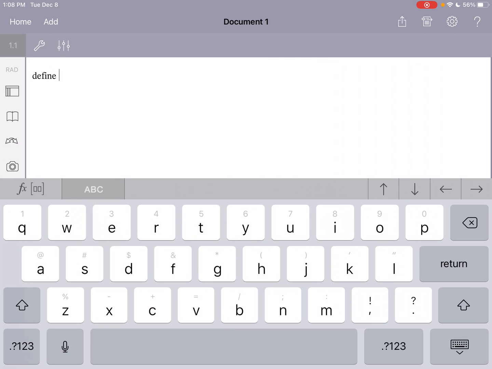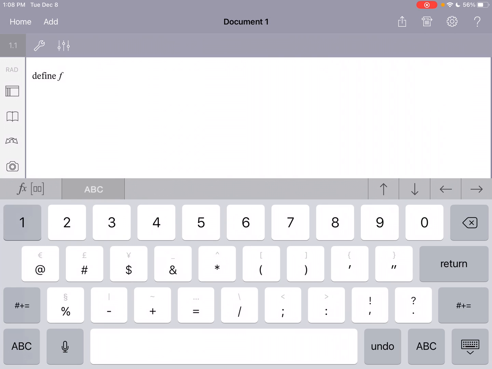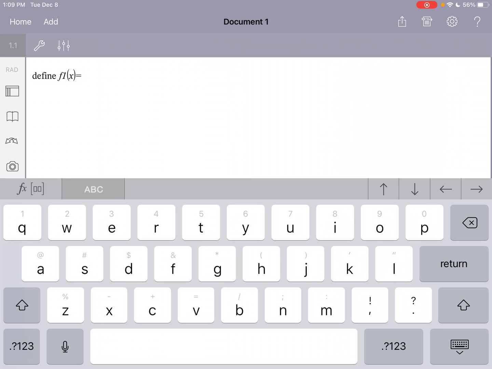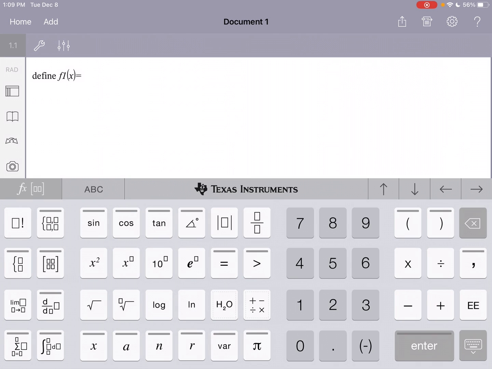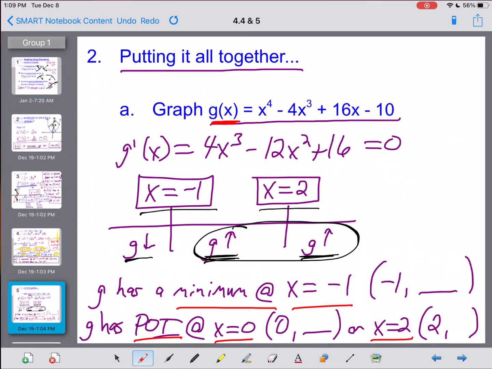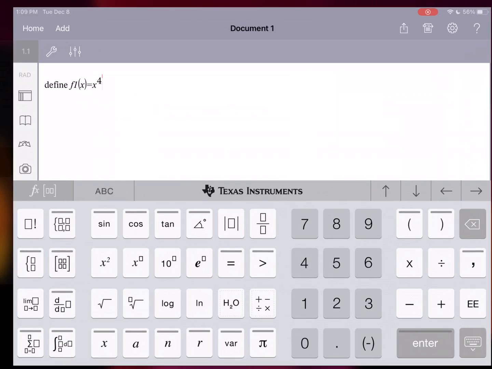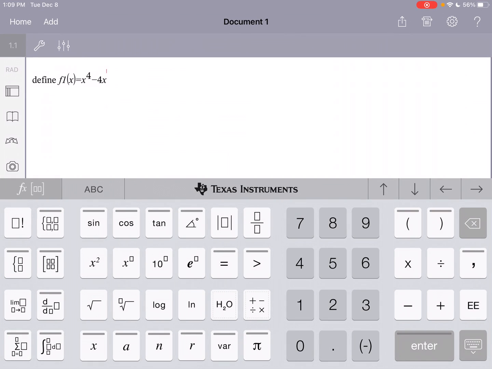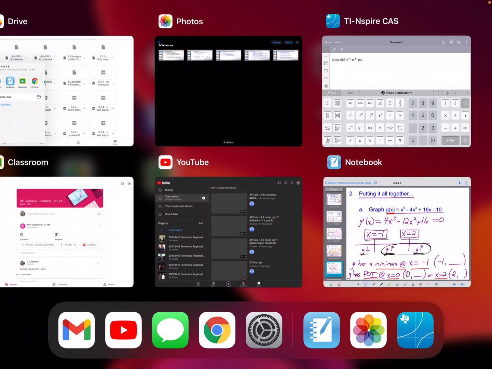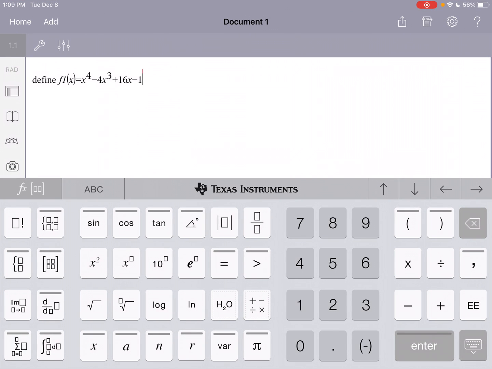So I'm going to do it this way. We are going to define, and we're going to call this function f1 of x, looking something like that, and it is going to equal, here we go, and the function in question was x to the 4th power, minus 4x cubed plus 16x, and minus 10 at the end of all that. Okay, so that was our definition for f1 of x, and that's done.